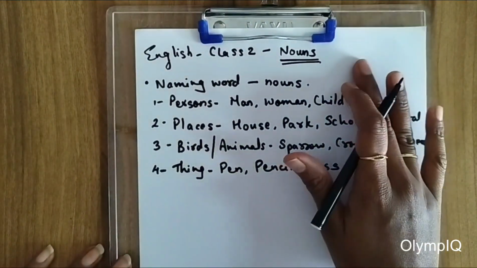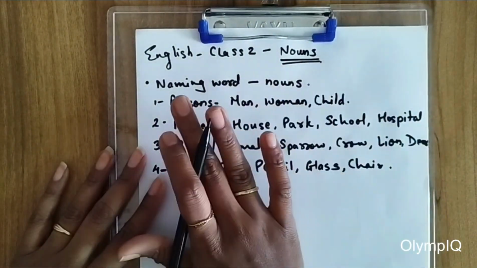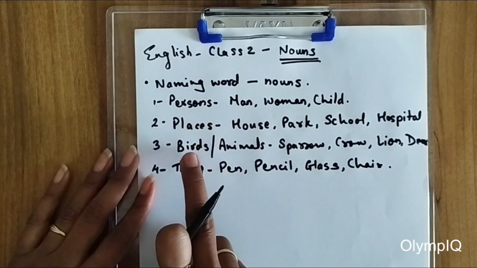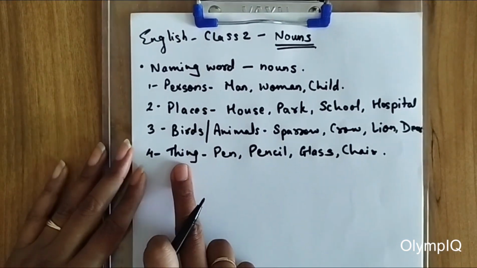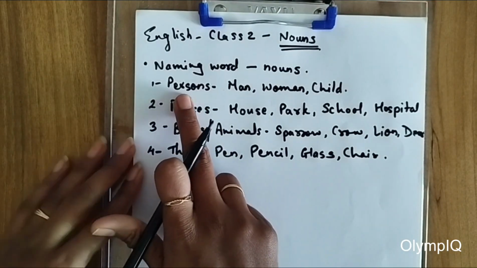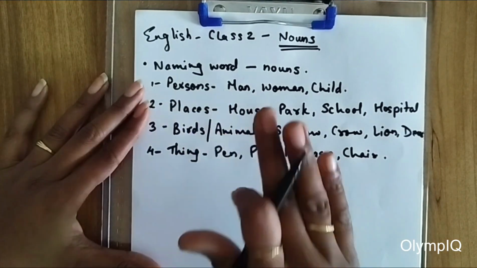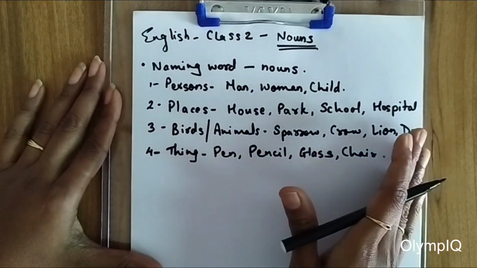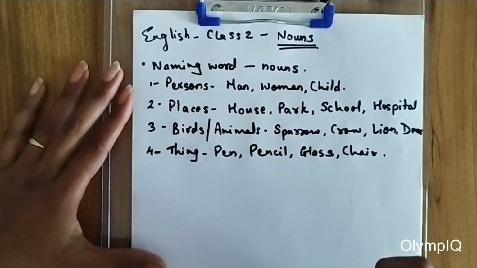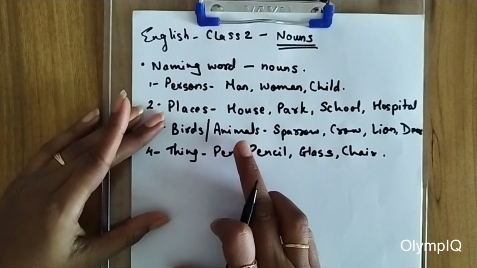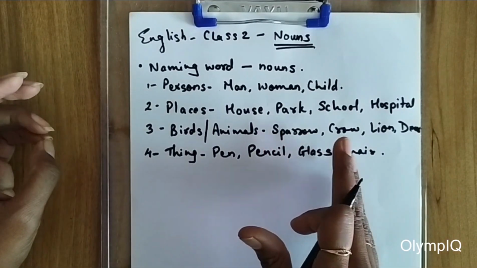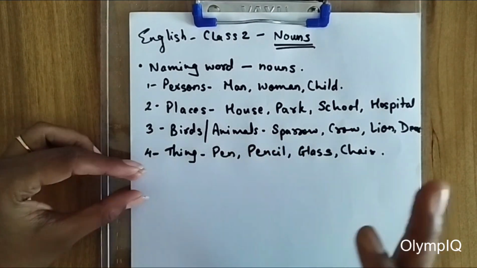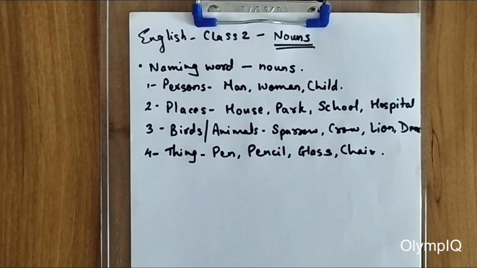Today we are seeing nouns, and nouns are nothing but naming words. It can be a person, place, birds or animals or things. So person would be examples like man, woman, child. Places examples would be house, school, park, hospital. Birds and animals would be like sparrow, crow, lion, deer. Things would be like pen, pencil, glass, chair.